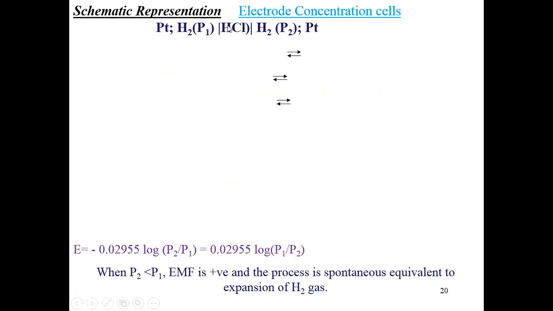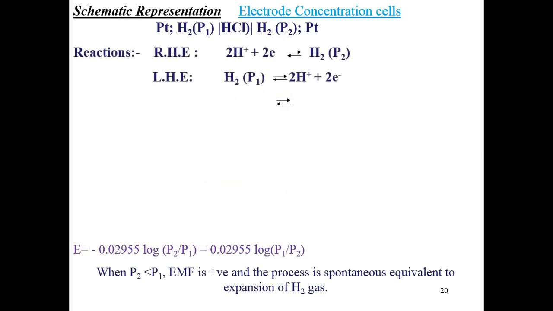Both of these electrodes are dipped in the same solution of the electrolyte HCl, because this electrolyte is common, so you can use the same solution. Now, on the right hand side, the cathodic reaction will take place. From the HCl, reduction will happen and H2 will be produced at a pressure of P2. So you can simply write 2H+ plus 2 electrons going to H2 at a pressure of P2.